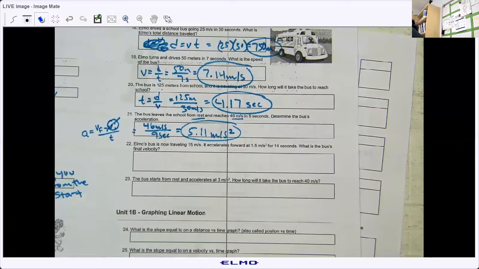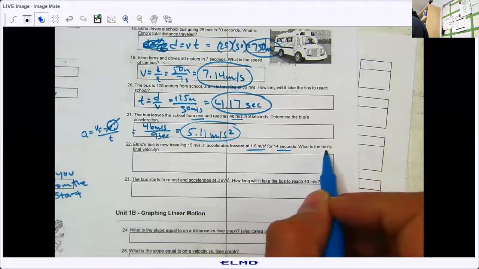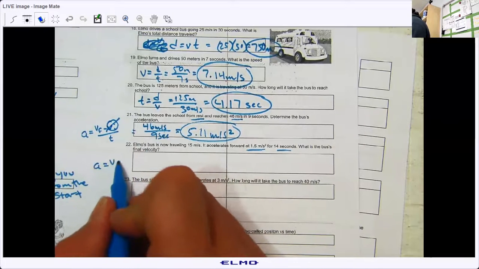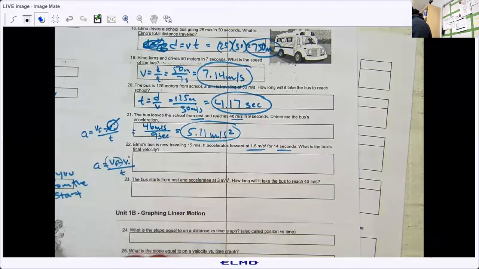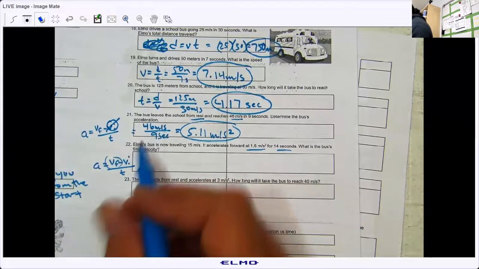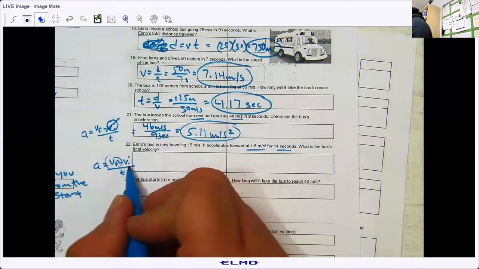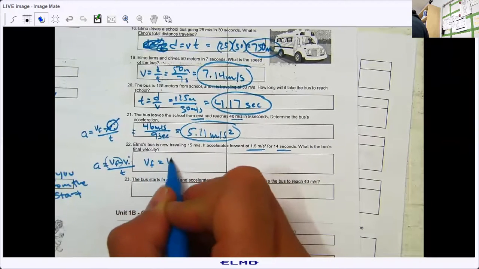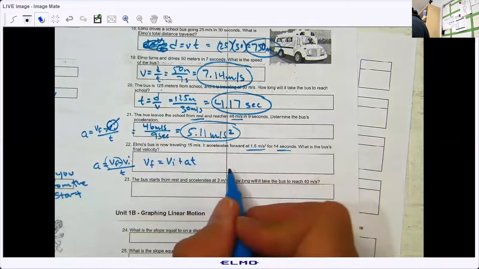All right, 22. Elmo's bus is now traveling 15 meters per second. It accelerates forward. This is our acceleration for 14 seconds. That's time. What's the final velocity? If I take acceleration as final minus initial velocity over time, I can solve for the final velocity. Multiply by time on both sides, and then I have to add initial velocity on both sides. So what I end up with is final velocity is equal to v of i plus a t.